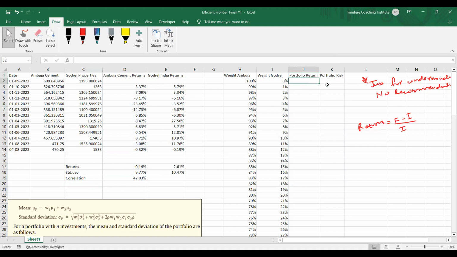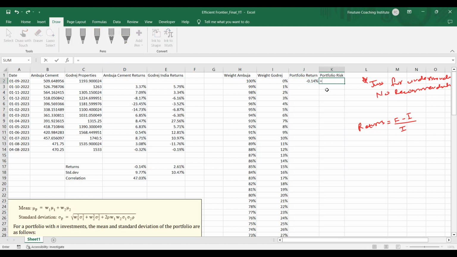So let's calculate returns first. Returns are basically weighted average. So weight of Ambuja Cement is this, returns of Ambuja Cement is this, plus weight of Godrej into returns of Godrej. So this is my portfolio return when I invest 100% in Ambuja and 0 in Godrej. Important point to note over here is because we have invested 0 in Godrej, complete data of Ambuja will be reflected. So you can see a negative 0.14% and negative 0.14% here.